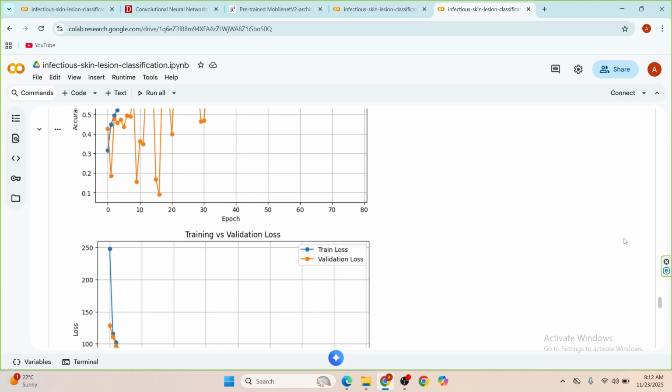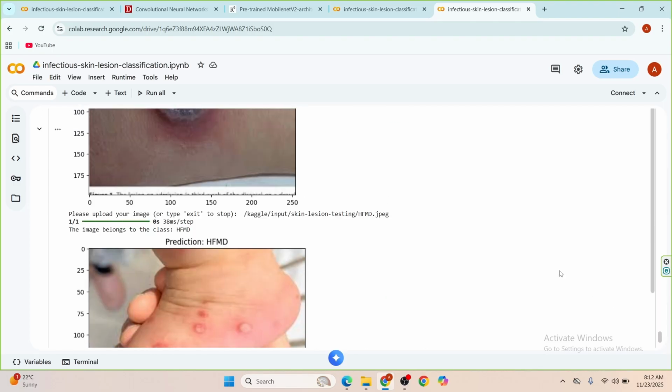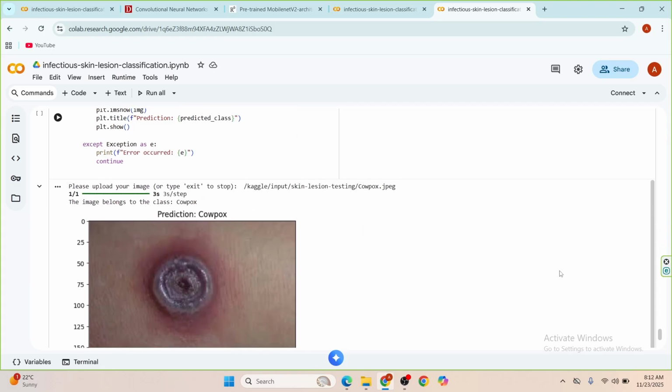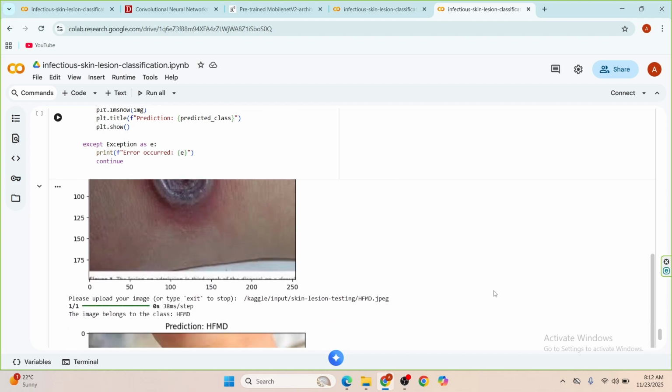And finally, we have checked our model's performance with some images that we have downloaded from Google and checked if our model can identify them correctly or not. We can see that most of our images were identified correctly by our model.